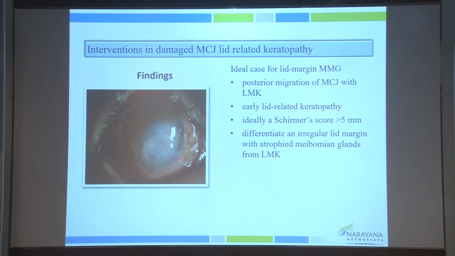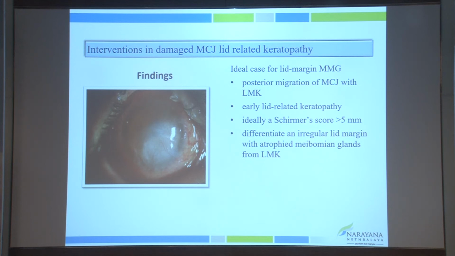When would we need to intervene for a mucocutaneous junction lid abnormality? Or rather, which is the ideal case for doing a lid margin mucous membrane graft. So, of course, we do need an abnormality of the mucocutaneous junction with the lid margin keratinization. It has to be associated with what we call lid-related keratopathy, which basically means we can attribute the changes on the cornea to the lid margin changes.